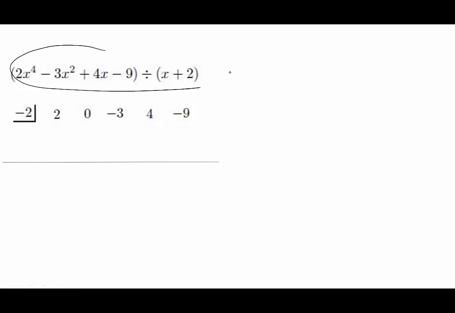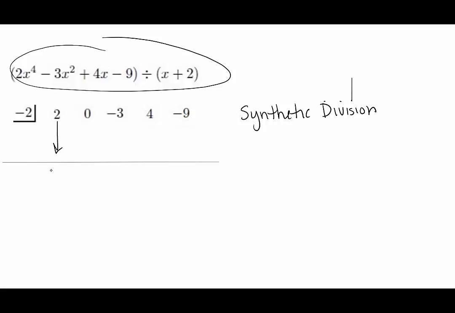Next, we're going to take 2x to the 4th minus 3x squared plus 4x minus 9 and divide it by x plus 2. And we want to know, is x plus 2 a factor? This time we're going to use synthetic division. Step 1, bring down the 2. Next step, multiply the 2 and the negative 2. Add down. Multiply the negative 4 and the negative 2. Add down. Multiply the 5 and the negative 2. Add down. Multiply the negative 6 and the negative 2.